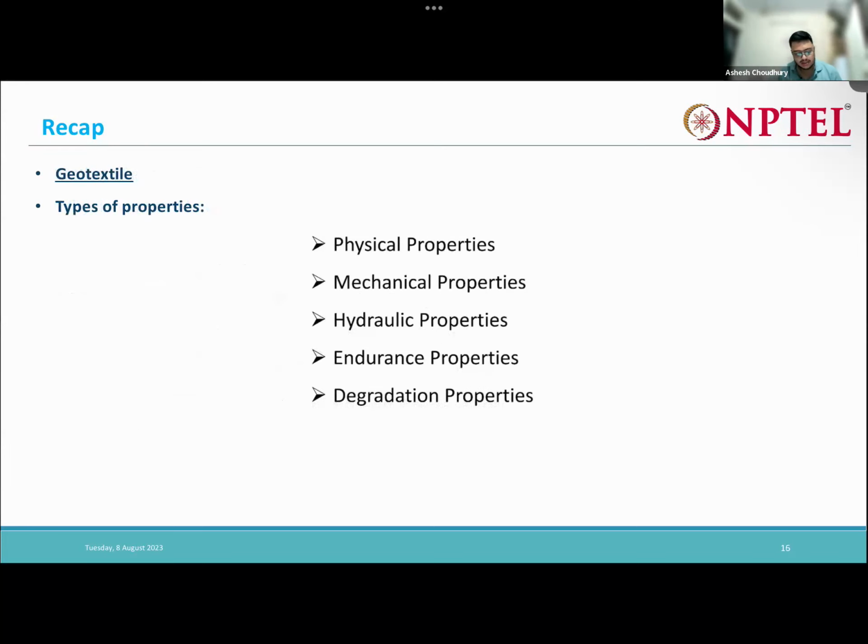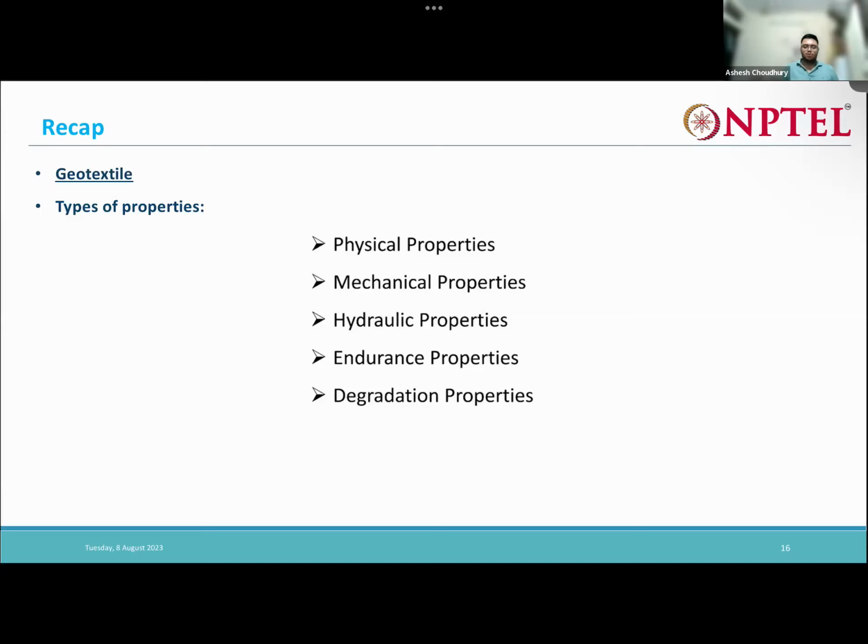Now let us come to geotextile, right? There are various types of properties. One is physical properties, related to the physical means, say opening size, weight, things like mass. Those are the physical properties. Then we have the mechanical properties. What are mechanical properties? Mechanical properties are nothing but the strength properties. What are the strength properties? Tensile strength, like the rupture strength and the tensile strength. That is the mechanical property.